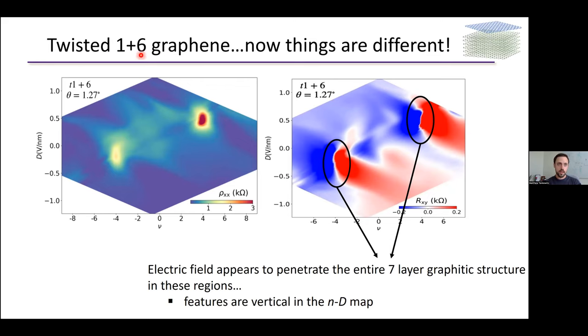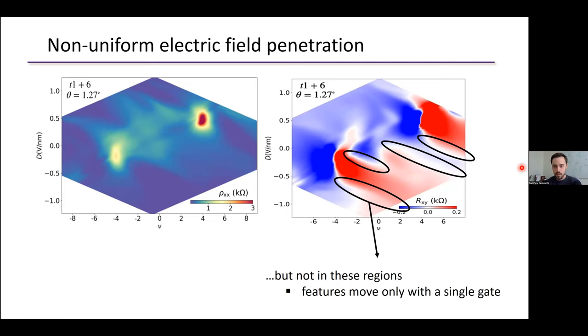So I can press on and go to twisted monolayer on 6-layer graphene, and now things start to become different. I still see these signatures of resistive states at ±4. But if I look at this carefully in the Hall effect map, in these regions it looks like the electric field is penetrating across this entire 7-layer graphitic structure, in that at least these features track vertically. They're pinned to a given filling factor, and they can be tuned with displacement field. But in these regions, that's manifestly not the case.